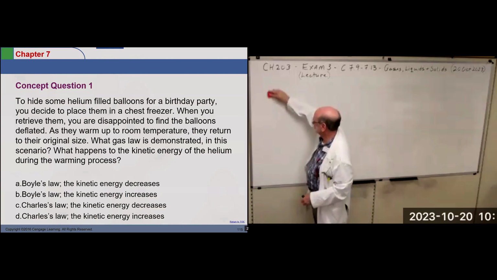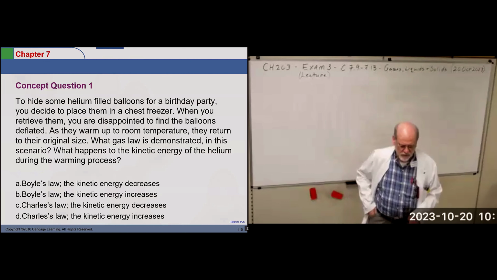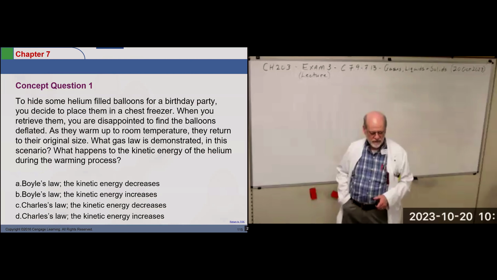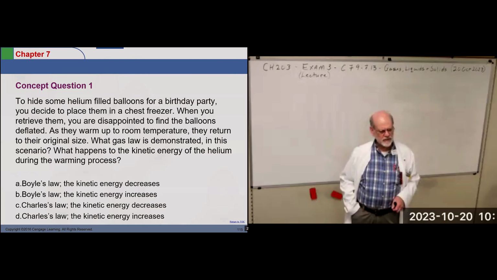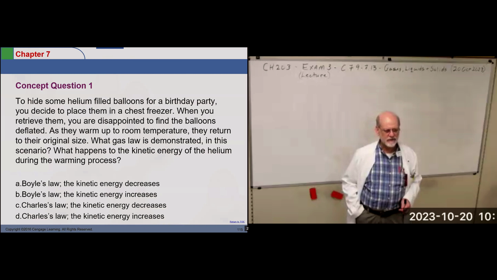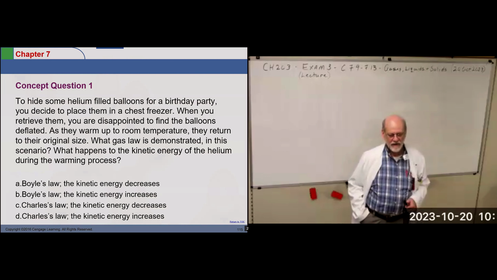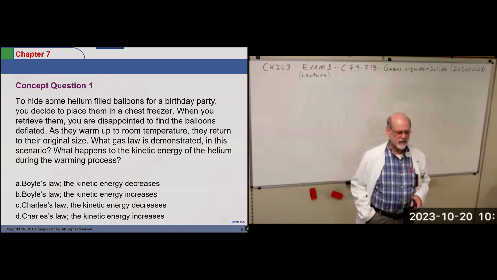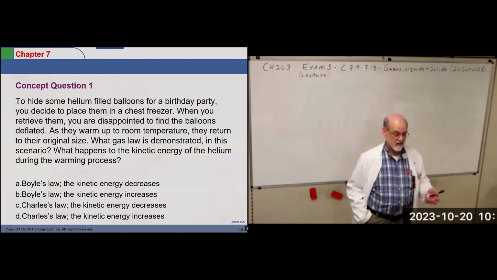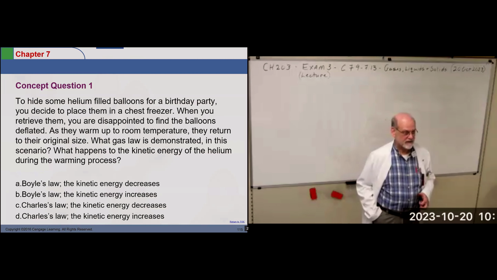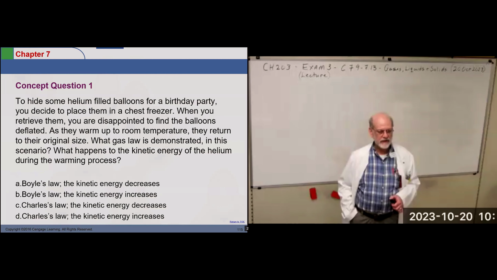Concept question. To hide some helium-filled balloons for a birthday party, you decide to place them in a chest freezer. What's the temperature of your chest freezer? Anybody remember? Well, that would be the freezing point of water, but you generally want it a little cooler than that, so about 20. Well, 20 Fahrenheit.